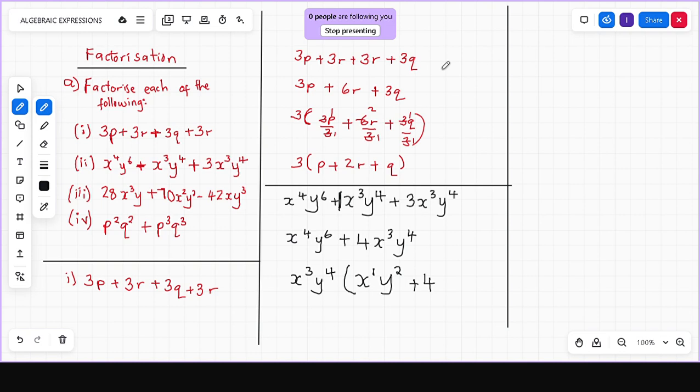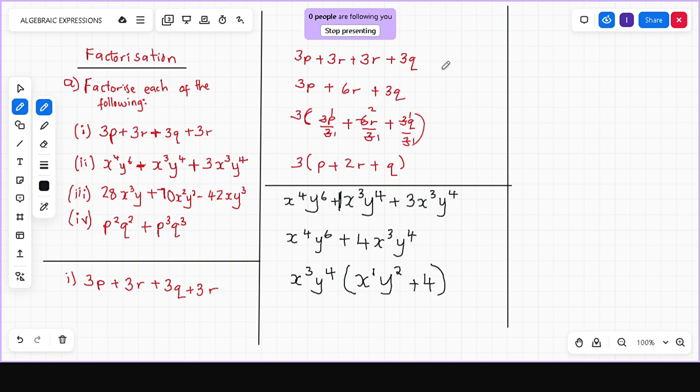The 4y's were there inside the bracket. So out of the 4y's, you have taken 4y's. How many are going to be left? 0. So the answer becomes x power 3, y power 4 into bracket, x power 1, y squared plus 4. As simple as that.